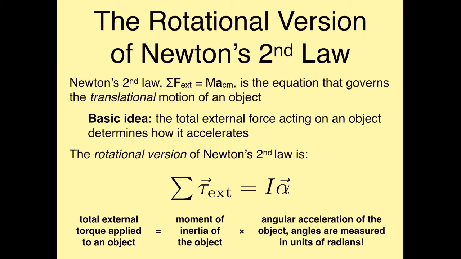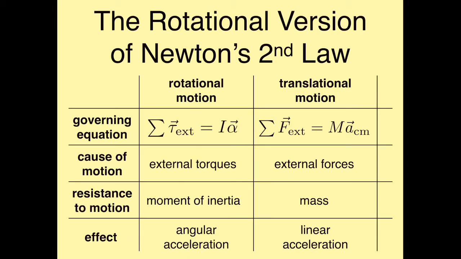But I is something we haven't seen before. So capital I is something called the moment of inertia of the object, and we're going to get to what that is about, but for now, it's just sort of analogous to mass. Okay, it's kind of like mass, but for a rotating object. Okay, so let's try to understand this new equation by looking at it side by side with F equals ma.